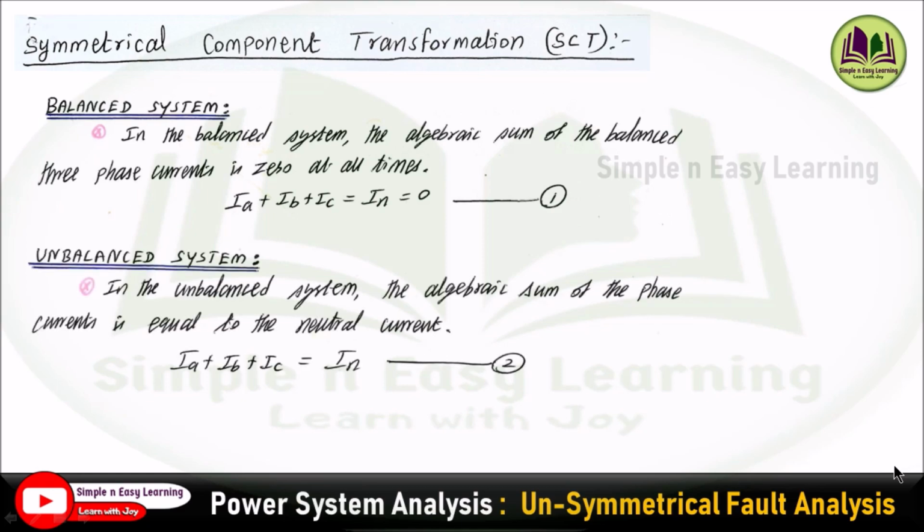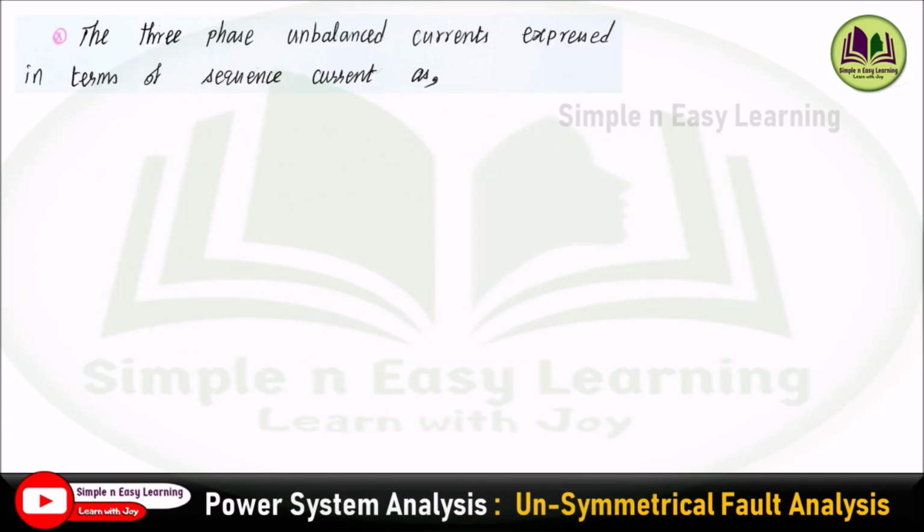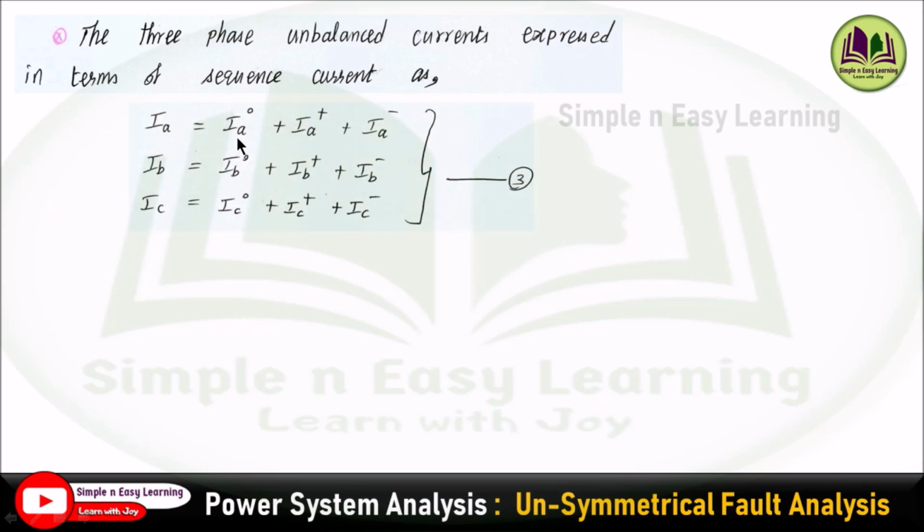And for an unbalanced system, the algebraic sum of phase currents is equal to the neutral current. IA plus IB plus IC equal to IN. The three-phase unbalanced current expressed in terms of sequence current is IA equal to IA naught plus IA plus plus IA minus. Here IA, IB, IC are the phase currents. IA naught is the zero sequence current, IA plus is the positive sequence current, and IA minus is the negative sequence current.